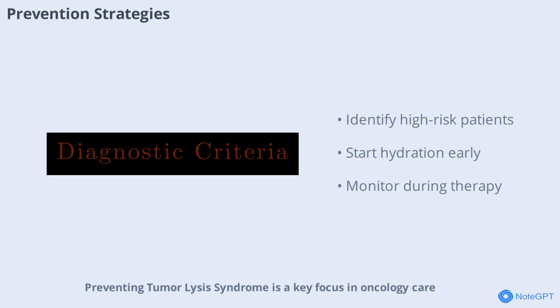Preventing tumor lysis syndrome is a key focus in oncology care. Strategies include identifying high-risk patients, starting hydration before therapy, and using medications to lower uric acid and manage electrolytes. Close monitoring during and after cancer treatment helps catch early signs of TLS and allows for rapid intervention.